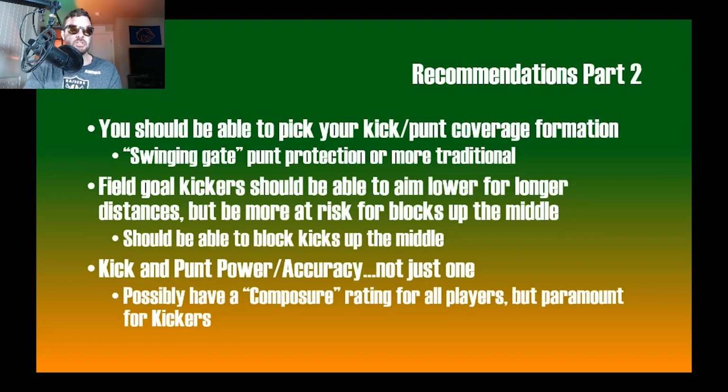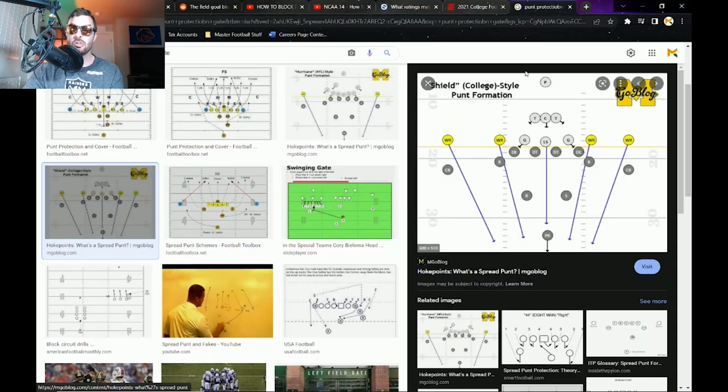All right, for my recommendations part 2, you should be able to pick your kick, punt, return, and coverage formation, the swinging gate. Whoever doesn't know the swinging gate, I'm going to show you right now. So this one here is what it's going to look like. You see the long snapper right here. This center is typically going to be over here, snaps the ball up, and this guy steps over, and they've got 3 offensive linemen here. This long snapper takes off.